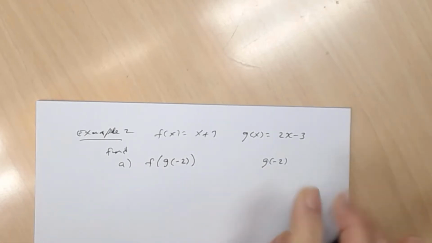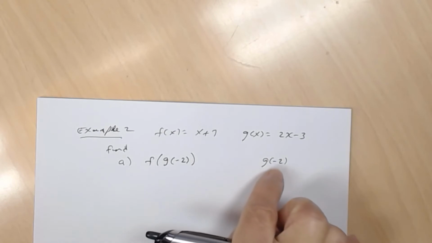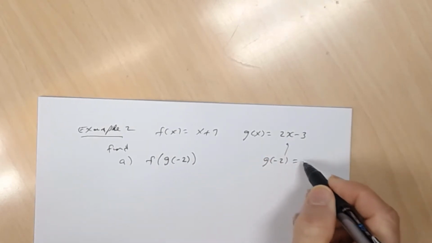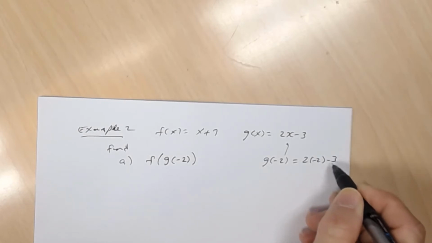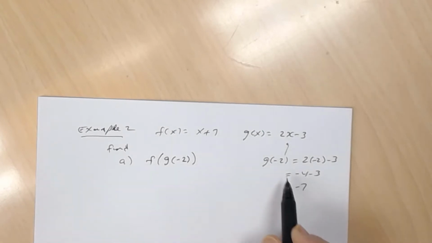Now remember, to find g of negative 2, you have your two functions. You've got to make sure you use the right one. So this says I go to function g, and wherever we see the variable x, I substitute negative 2. So it becomes 2 times negative 2 minus 3. So that's negative 4 minus 3, which is negative 7. So g of negative 2 is negative 7.